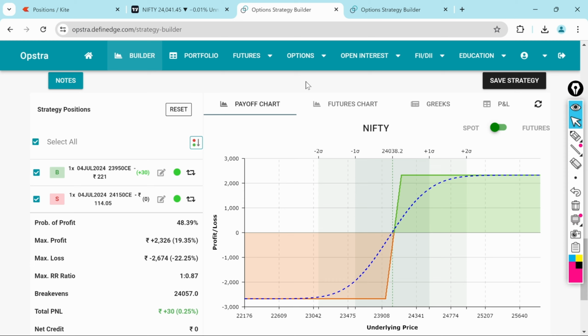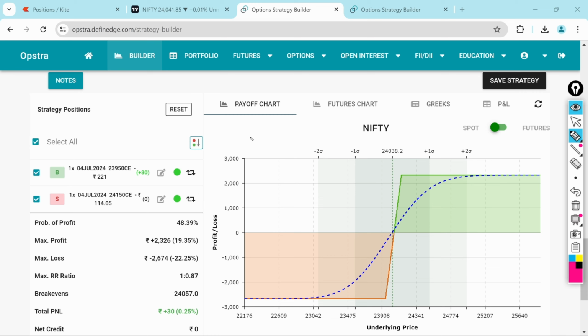First, before we understand the call debit spread, we have to understand what is meant by a spread. Spread means it involves multiple legs. In case of a call debit spread, you can see I bought one leg and I sold another leg. That means it involves two legs. That is why it is called a spread. And it is called a debit spread because we pay money from our pocket.